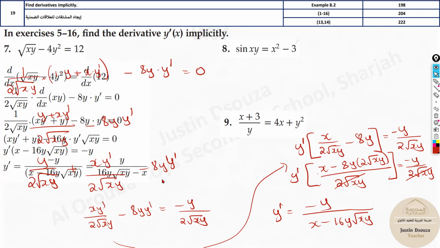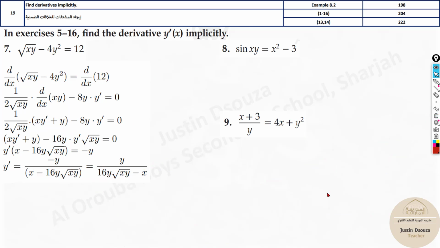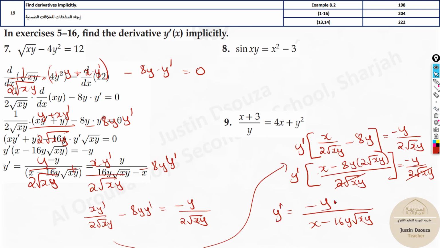Let's see what is the answer over here. So yeah, it's the same thing. Now they have simplified further to change the negative sign. That's not required, but this is fine. Minus y by x minus 16y root xy. That is the same answer that we got. Over here, what they have done is they have removed the negative sign from here and made it positive. That's not required. If you keep it like this, more than enough. This is the correct answer itself. They have not mentioned anyway, keep it positive or negative.